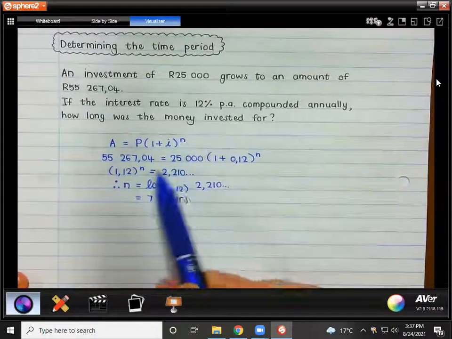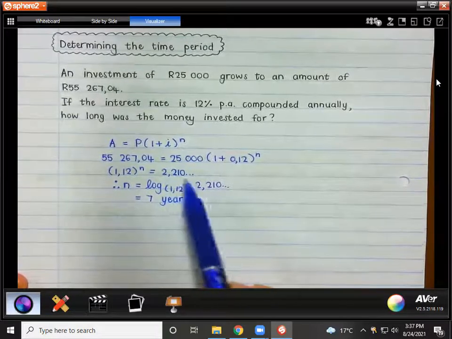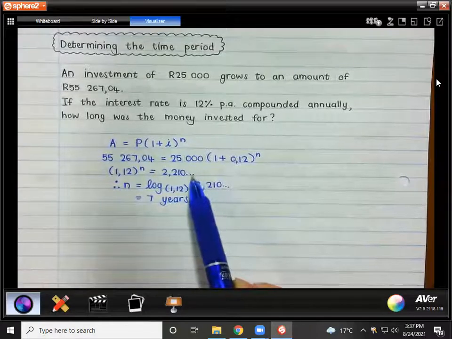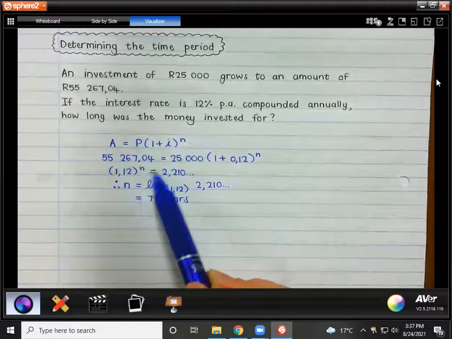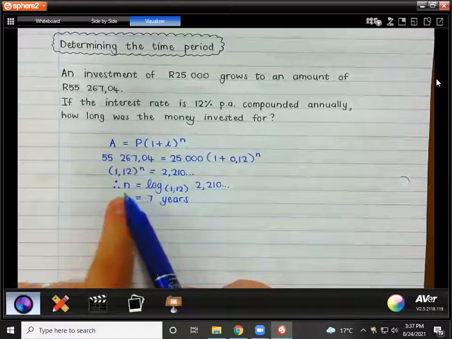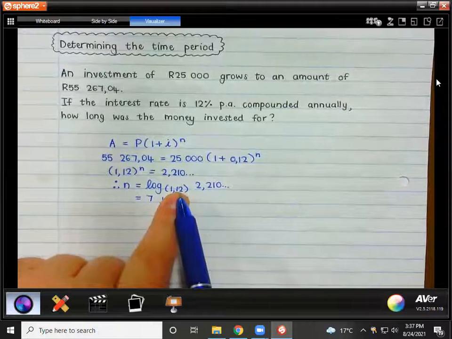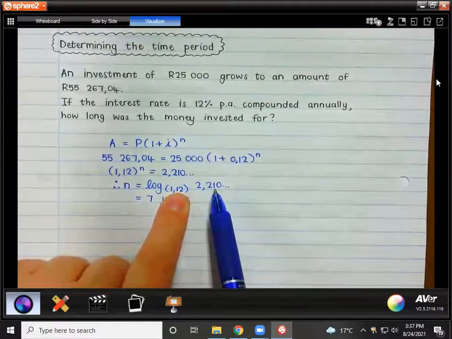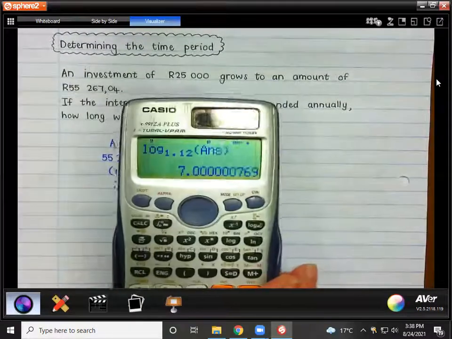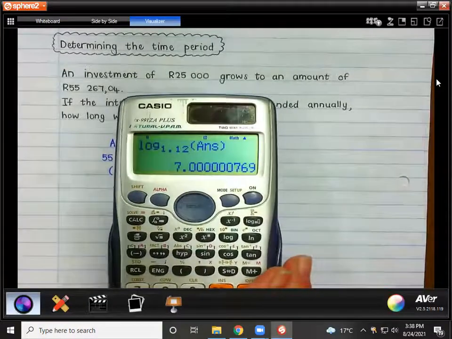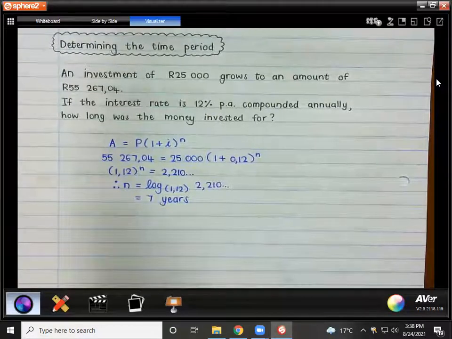And then this 2.2 was 55,000 divided by 25,000. All right, then I got that. Obviously, I'm not rounding off here. Remember, you can only round off in your final answer, but you are working on the calculator. So now if you're solving for n, remember the exponent becomes the subject. The base of the exponent becomes the base of the log. We've practiced this a lot in AP. And then the other number just goes after the log. You type that in and you get 7. It's 7 point a bunch of zeros. All right, but obviously we can just round off to 7 years. Okay, is that fine?